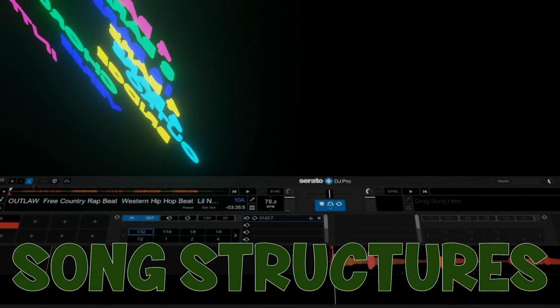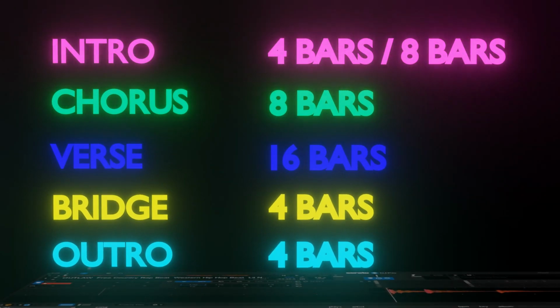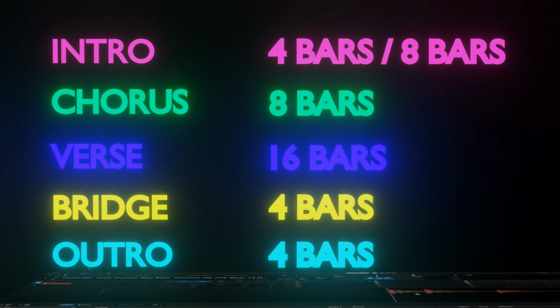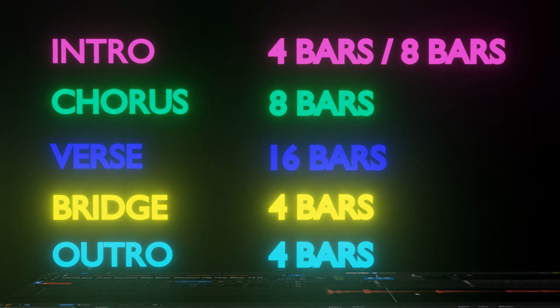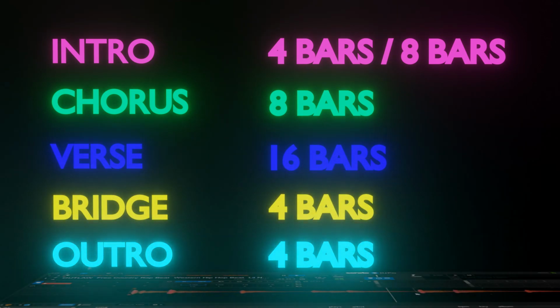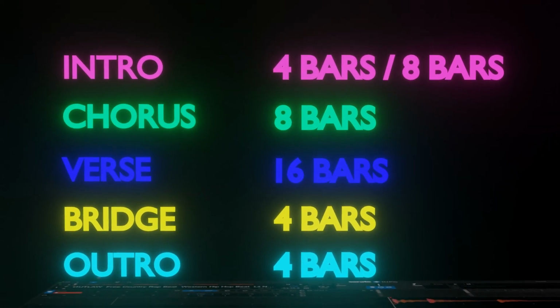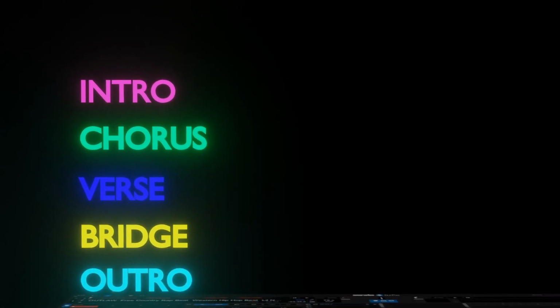Song structure. Then we're going to talk about song structures. You got the intro, which can be 4 bars or 8 bars, could be 16. You got to count them. Then you have a chorus, which is 8 bars. The verse, which is 16 bars. The bridge, which is 4 bars. The outro, which is 4 bars or 8 bars depending on the song. These are things you need to count, which we will talk about soon.